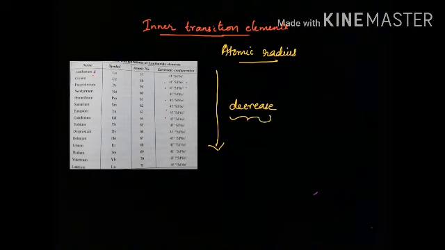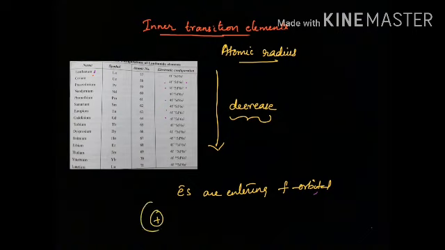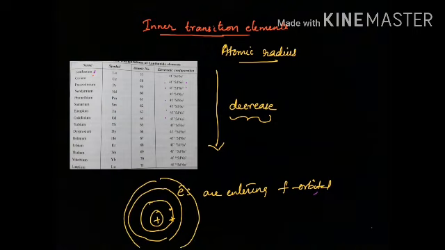This gradual decrease in the atomic radius is because, when you look at the electronic configuration of the lanthanoids, you can see that the electrons are entering into the f orbital. So when we look at a nucleus, suppose this is the anti-penultimate 4f subshell. Electrons are entering into the f subshell. This is our penultimate shell and this is our anti-penultimate shell. When we go from lanthanum to lutetium, its nuclear charge is increasing, right?